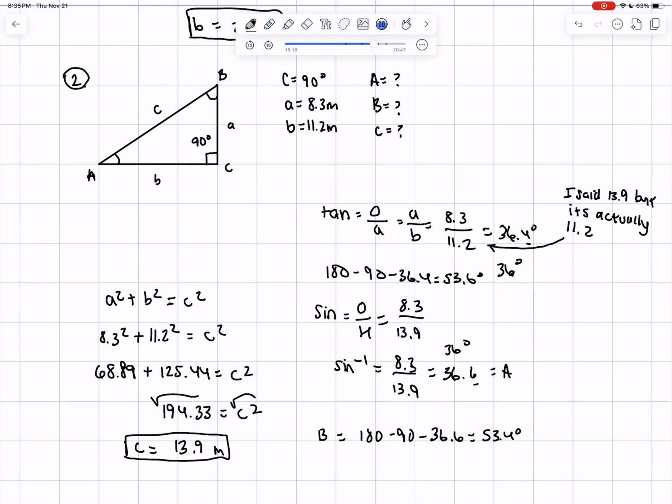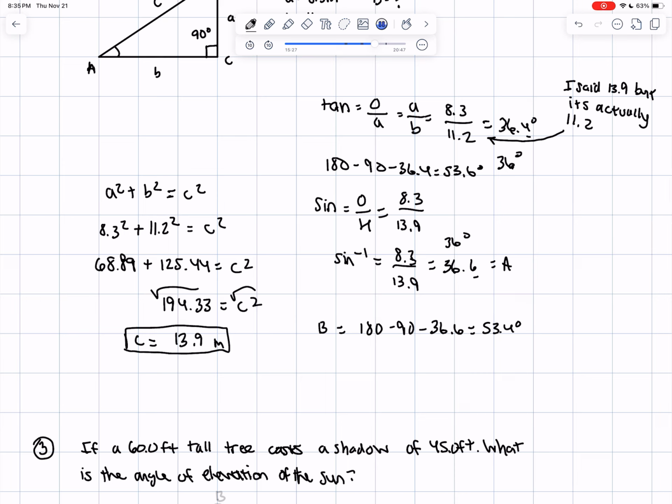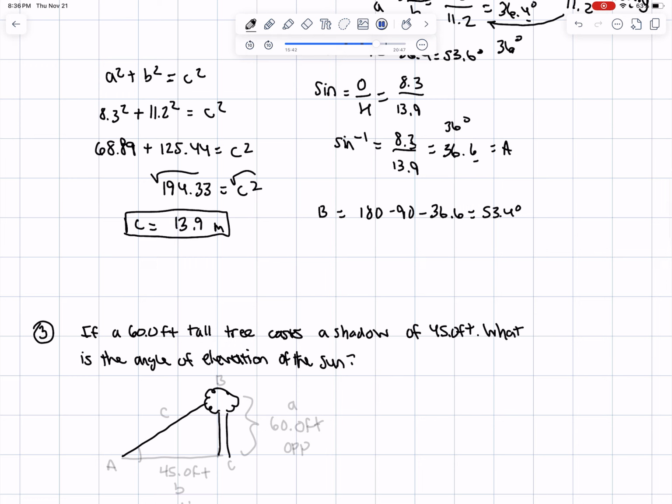Now let's do a problem where we have to solve for elevation or depression. So let me write that out. So let's do this example. If a 60-foot tall tree casts a shadow of 45 feet, what is the angle of elevation of the sun? So if we talk about elevation, the angle is going to be like this. Here's the tree, and we're looking for this angle. So they say that the tree is 60 feet tall. This means this is here. And then if it casts a shadow of 45 feet, it means this is here.